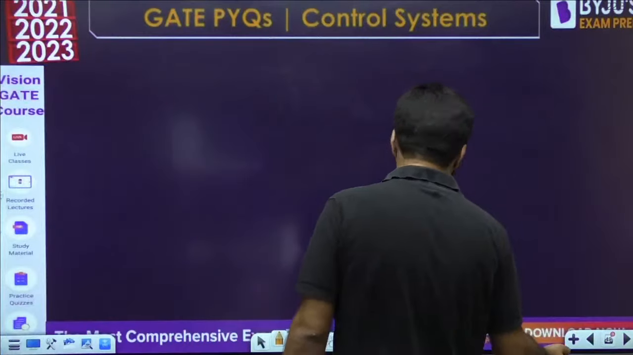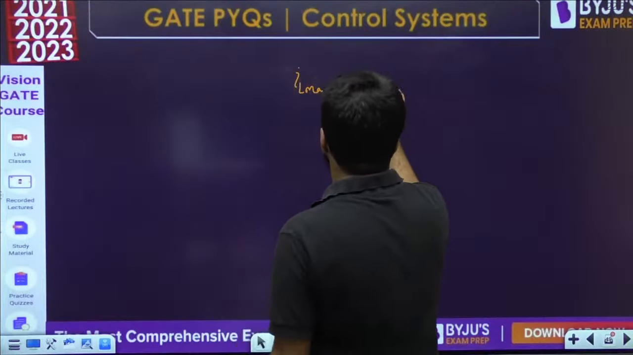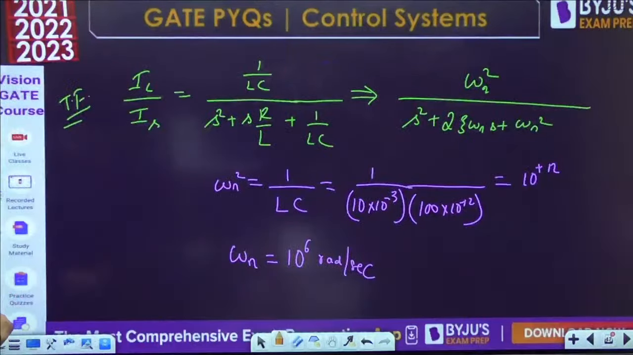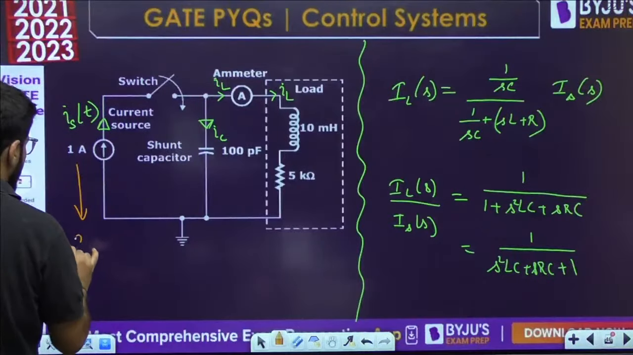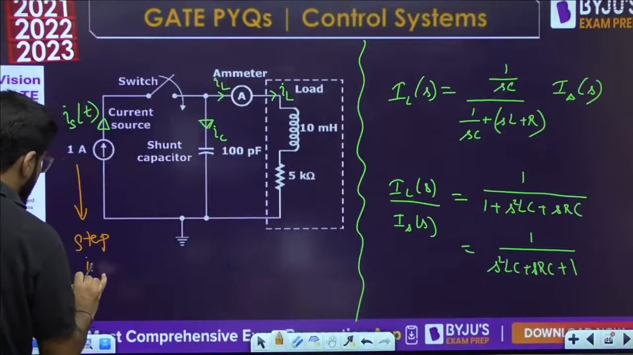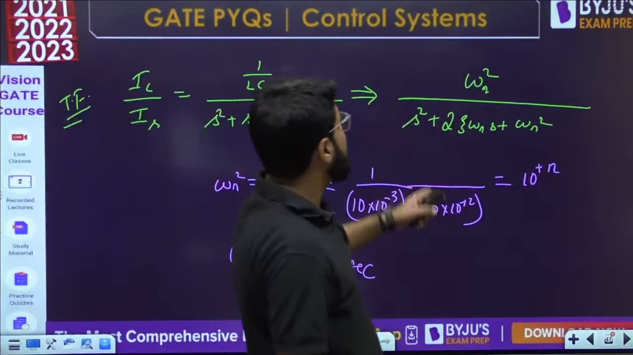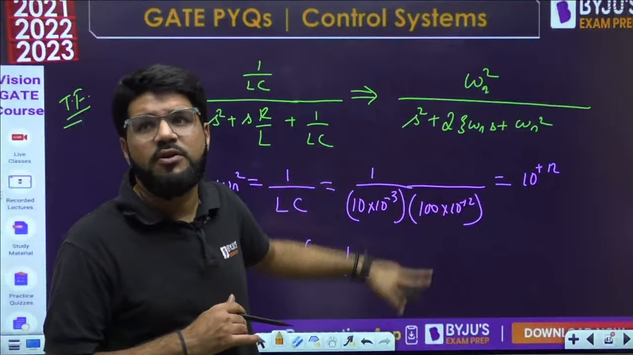It will come from here. IL max minus the steady state value. What is the steady state value? It's going to be 1, because the input is a unit step, you can call it a step input, because the input current that flows is 1 ampere, and at the same time the transfer function is in the standard format. The DC gain is 1, so the steady state value will be 1.